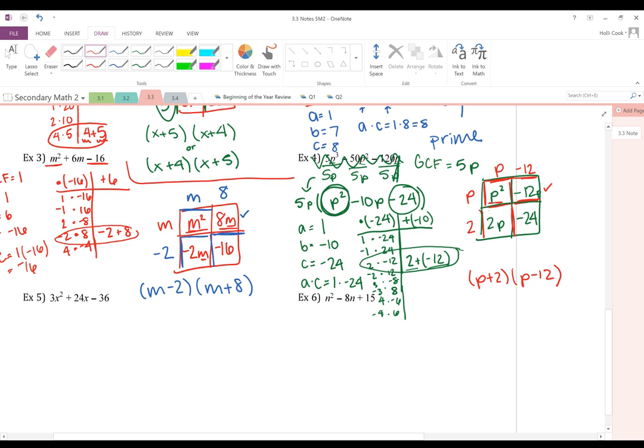Now this is where we have to be really careful because we pulled out a GCF. So we always have to remember to stick that at the front of our answer. So if I were you, I would circle it, draw an arrow, do something so you don't forget to include it in the end. But that would be our answer.